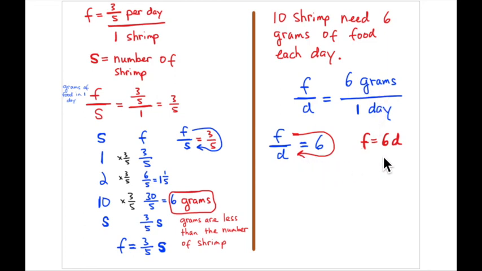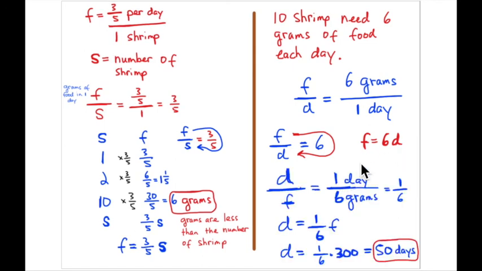This equation is the grams of food are 6 times the number of days. So the amount of food is 6 times the number of days. But we want to know how many days 300 grams are going to last. So we actually want to know the reverse. We want to know the reciprocal relationship. So instead of writing grams per days, we're going to write in 1 day, those 10 shrimp eat 6 grams of food. So now it's days per grams of food. So that's 1/6. So now the number of days is 1/6 the number of grams of food.